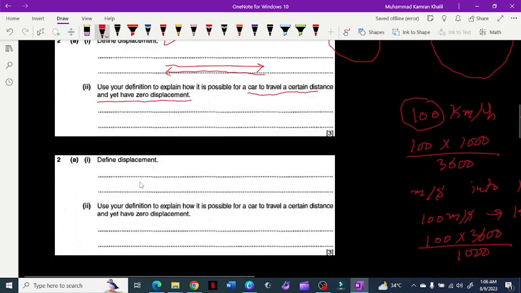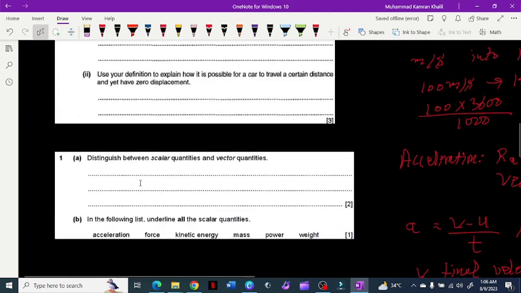Again, the definition of the displacement is asked. So this is the repeated question, so just leave it. Distinguish between the scalar quantities and vector quantities. For the scalar quantities there is a magnitude, and for vector quantities there is a magnitude along a particular direction, because velocity is a vector quantity and vector quantities must have a particular direction. He's saying mark the scalar quantities, so energy doesn't have any direction, mass doesn't have any direction, power doesn't have any direction. While on the other side, acceleration, force, and weight are marked as the vector quantities.